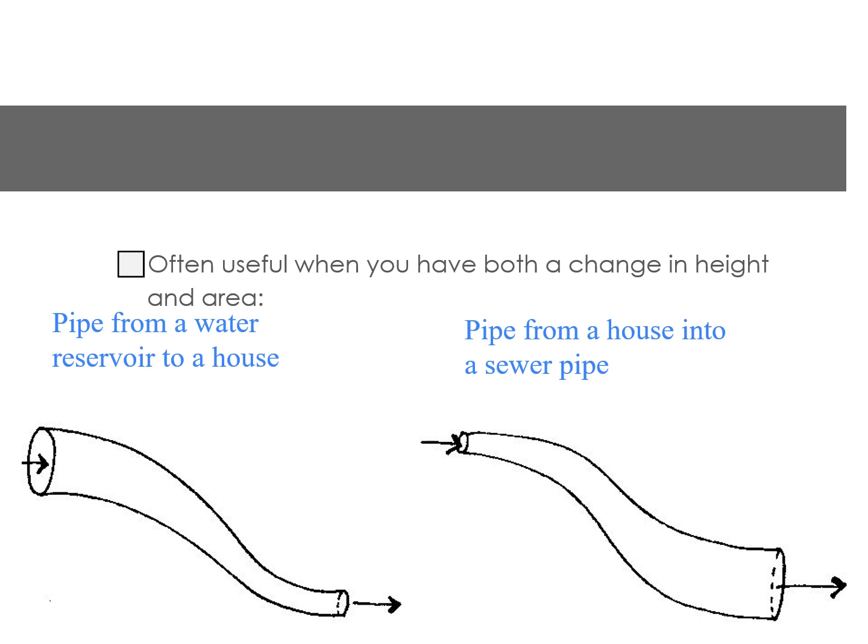This is often useful when you have both a change in height and area. So as you see, we have a change in height. It comes in up here and travels down here. So you have that change in height and area.